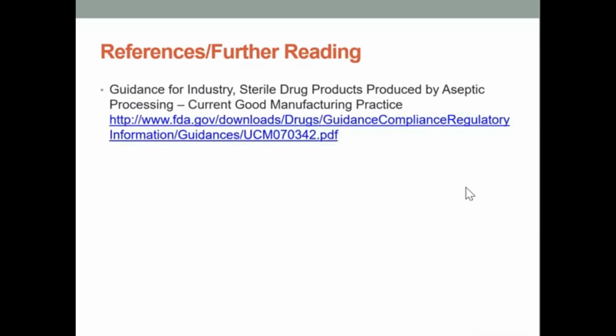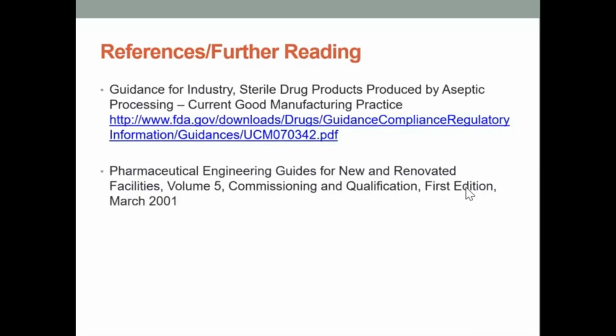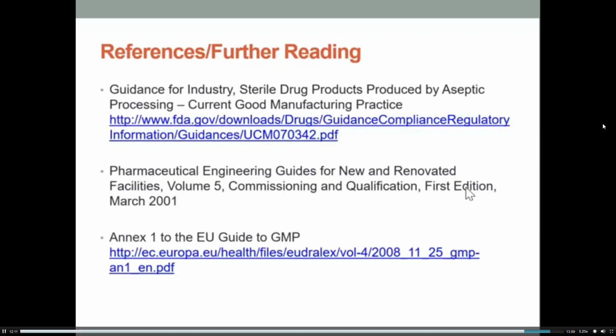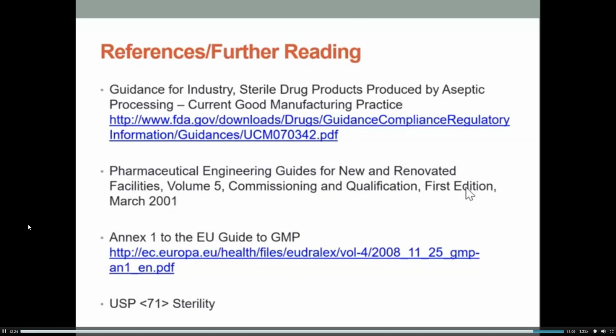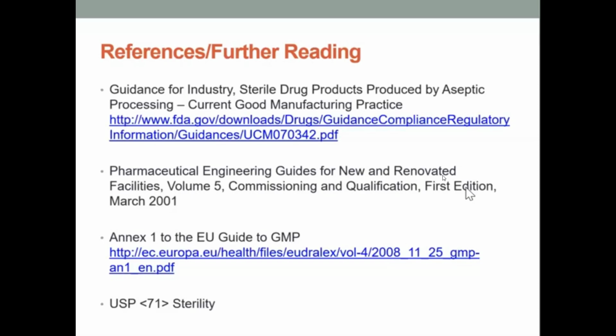References and further reading. So there are some further readings here for you to have a look at. If you have access to the USP, Chapter 71 is on sterility, that would be in the library. The EU Regulations Annex 1, the EU Guide to GMPs, is linked here. Pharmaceutical Engineering Guides for New and Renovated Facilities, Volume 5. Guidance for Industry, Sterile Drug Products Produced Aseptically, Processing in Good Manufacturing. So it's an information guidance from the FDA.